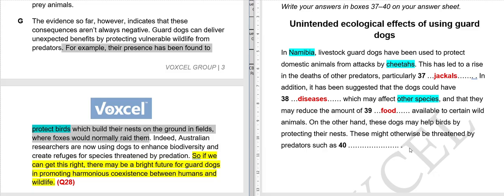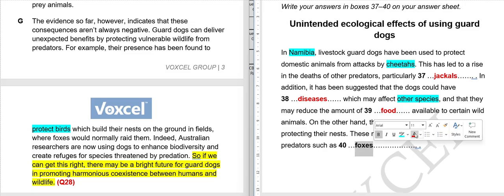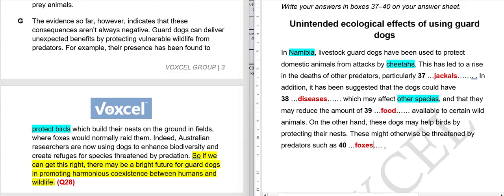Okay, time's up. I hope you came up with the right answer. Let's see if you got it right or not, and the answer is foxes. So if you haven't, don't worry, I'll tell you why. So they're saying they might otherwise be threatened by predators such as. So they are protecting birds.